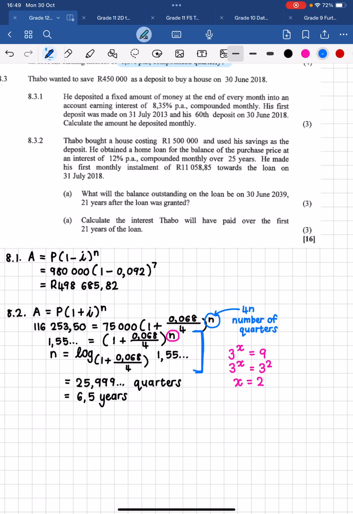On the one side of the equation, the base of the exponent becomes the base of the log. And then you put the other number after that. Okay, now we are quickly going to do 8.3. We have 10 minutes and I really want to get to this one.